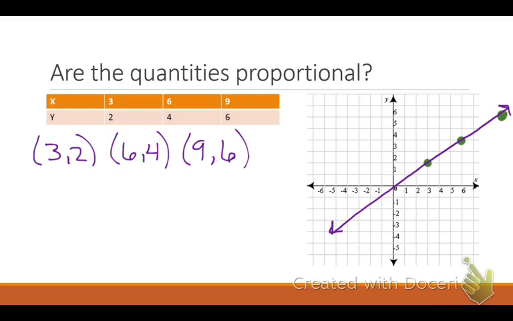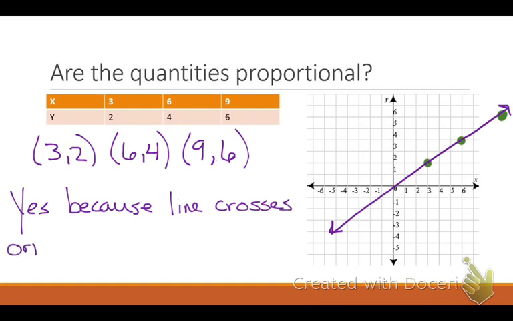Yes. So I would say yes, they're proportional. And again, my reason, because the line crosses the origin or passes through. Either way. Crosses, passes through is the same thing. Crosses the origin. Sorry, got distracted there.